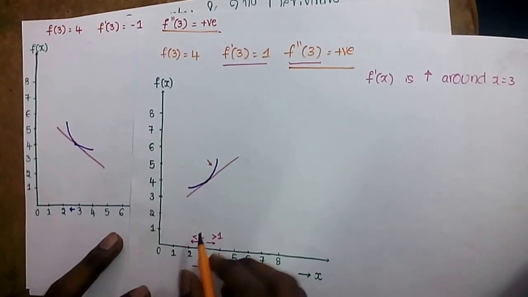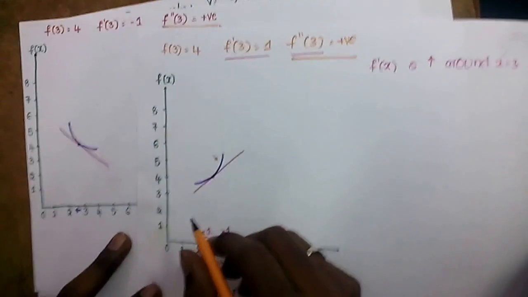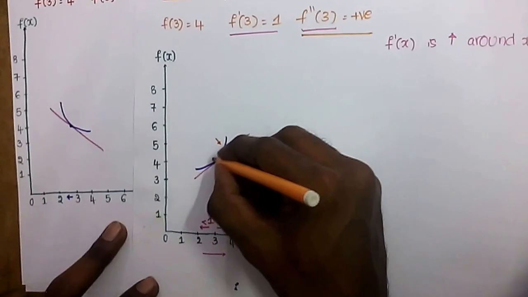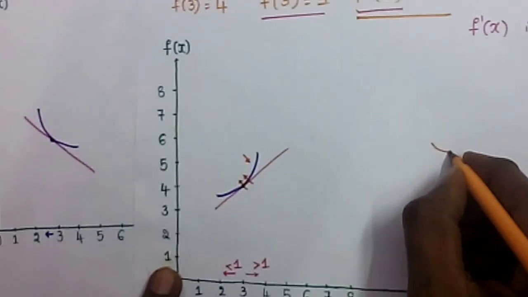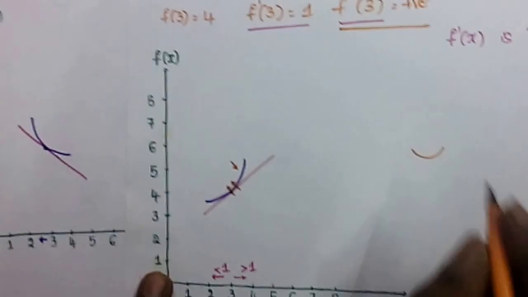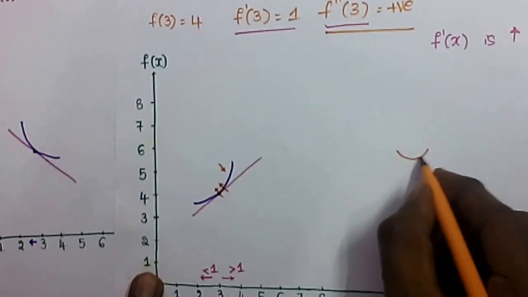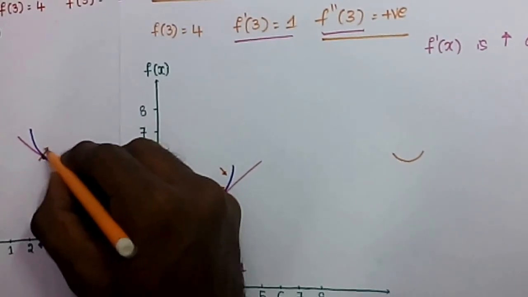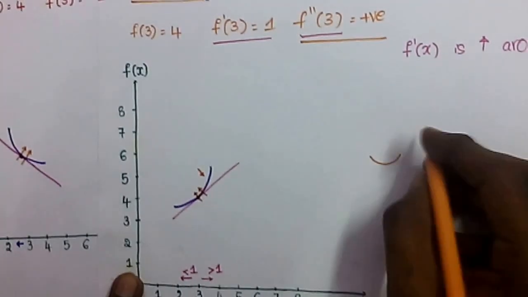So, if you stand at the tangency point, that is where the tangent is drawn to the curve, and look towards the graph, it's going to appear something like this. Okay, so it's going to look like this. Even here, if you stand at the tangency point and look towards the graph, it's going to look like this.